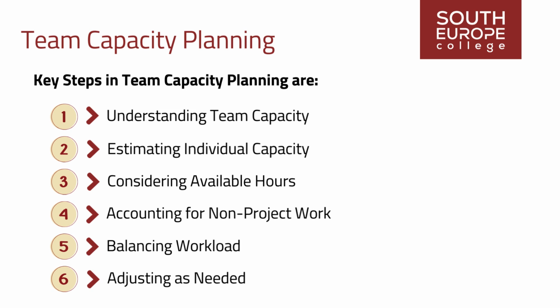6. Adjusting as needed. Team capacity planning is not a one-time activity, but an ongoing process. As the project progresses and new information becomes available, adjusting the team's capacity plan may be necessary. This could involve reallocating tasks, redistributing workload, or revising estimates based on team dynamics or project requirements changes.